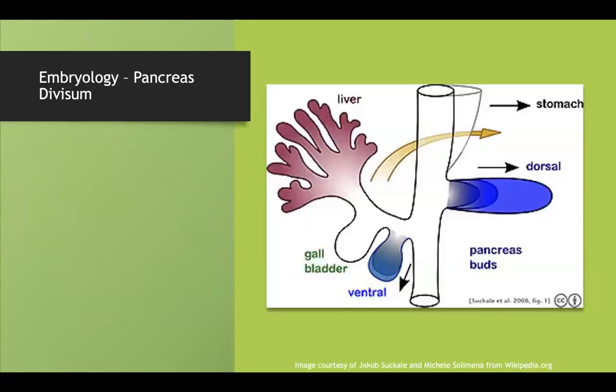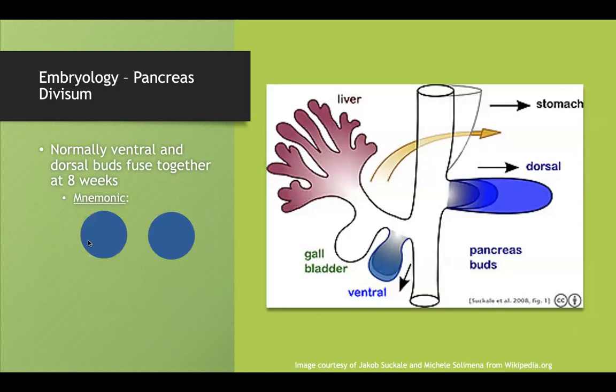The last condition we need to talk about is pancreas divisum. Just to give you an idea of when this whole rotation and fusion happens, it usually happens in about 8 weeks. A good mnemonic to remember that the pancreas ventral and dorsal buds combine at 8 weeks is a pictorial mnemonic. If this is our ventral bud and this is our dorsal bud, just remember that they attach here at 8 weeks. You can see the letter 8 forming there.